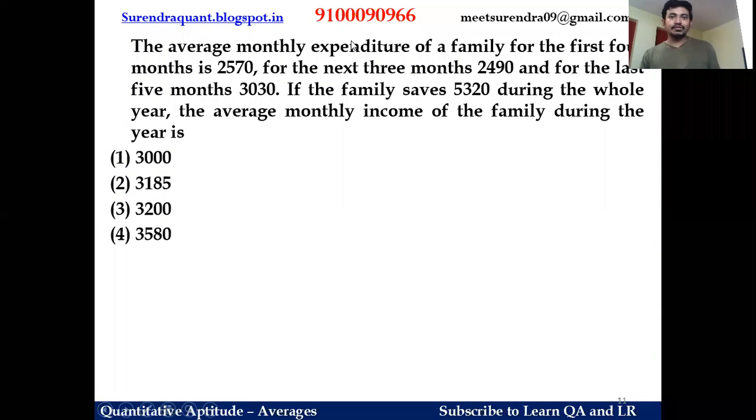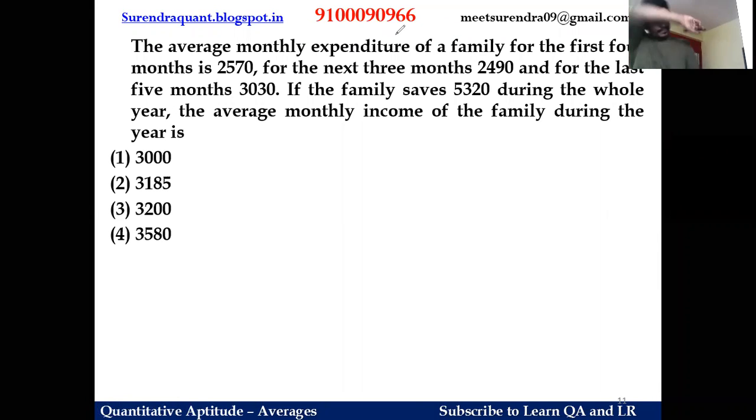Yes. So slowly, I said that we'll increase the difficulty level. Let's see this. The average monthly expenditure of a family for the first 4 months is 2570. So the 4 months average is given as 2570, right? What is the sum? 4 times 2570. So 2500 times 4 is 10,000. 70 times 4 is 280. So this is 10,280.